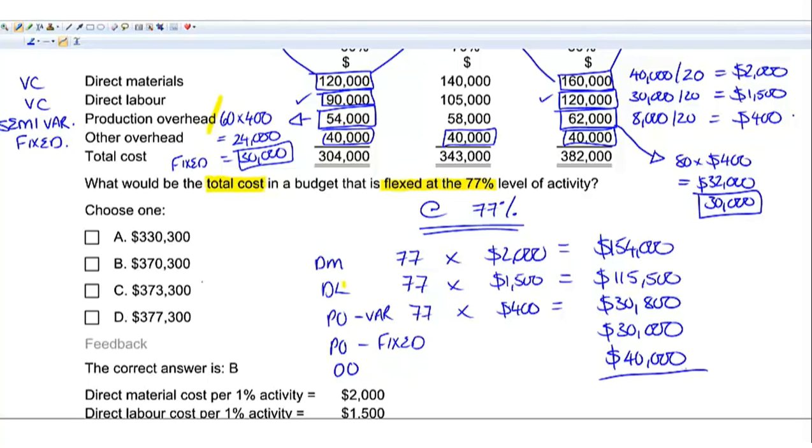40,000. And if we grab our calculators and add it all down to answer the question asked for the total cost. So if we cast down our end column, it gives us a total cost of 370,300 when we flex it to a 77% level of activity. We look for the response option that matches our answer, and the correct answer is answer B.